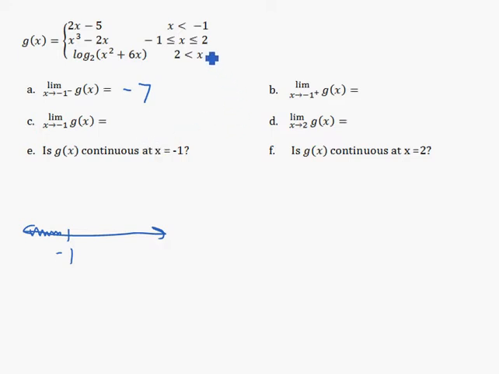As x approaches -1 from the right-hand side, now we're in this domain. So as x approaches -1 from the right, it should equal what this thing is headed towards. And when you plug -1 into here, you get -1 cubed, which is -1. Do it here: -1 cubed minus 2 times -1 is -1 plus 2. That's 1.